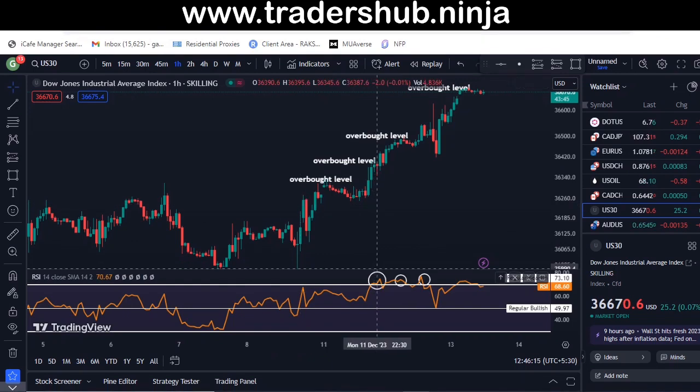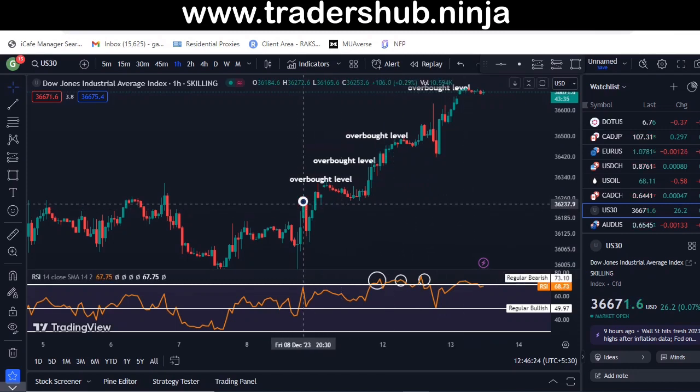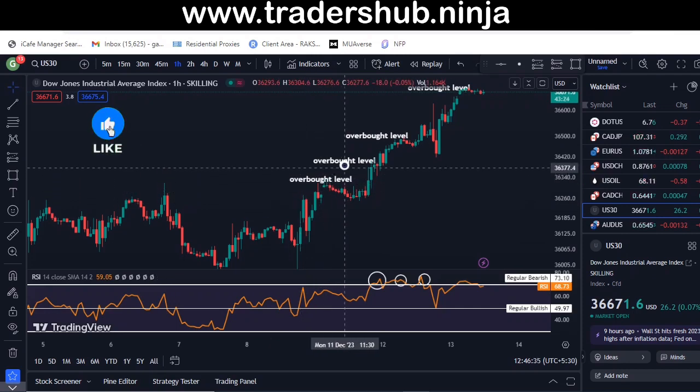And then look here, RSI was above the 70 range at this level. Looking at the real chart, here also RSI got a selling signal, overbought range. Here also RSI got an overbought level, selling signal.